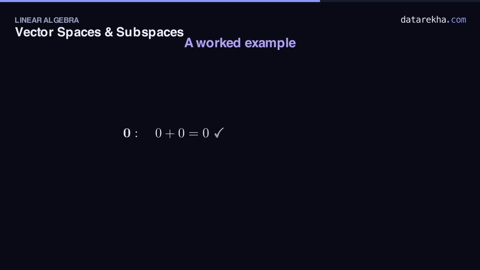Start with A. Does it contain 0? 0 plus 0 is 0. Yes. Now addition. Take 2 points on the line and add them. The x sum plus the y sum regroups into the two originals, 0 plus 0, 0. The sum is still on the line.